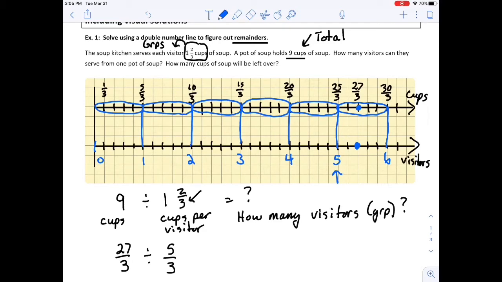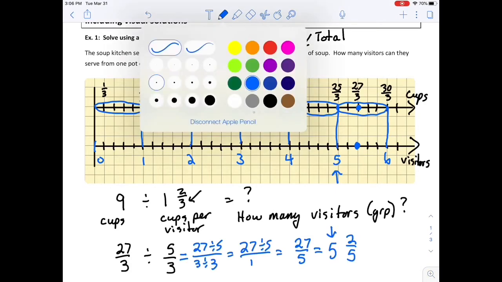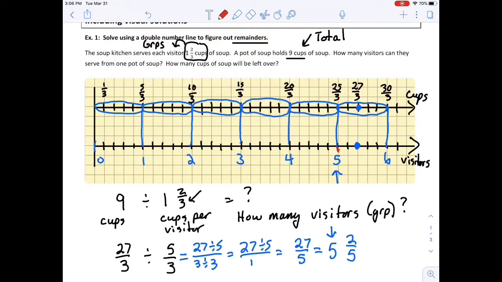So as I solve this problem, I could divide my numerators, divide my denominators to get 27 divided by 5, or 27/5 as a mixed number, 5 2/5. So the 5 works, but what to do with the 2/5? The 2/5 represents here 2/5 of a visitor, or really 2/5 of a serving, but the question didn't ask how many servings would be left over. The question asked how many cups of soup.